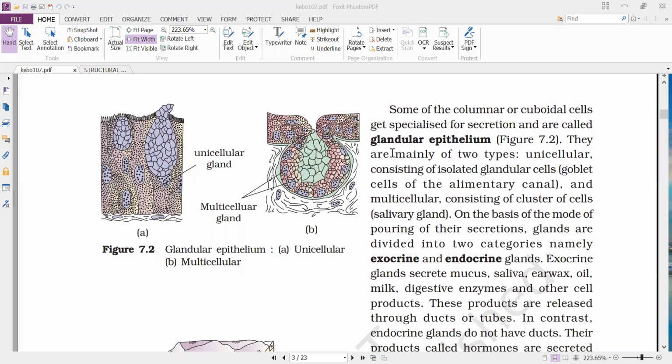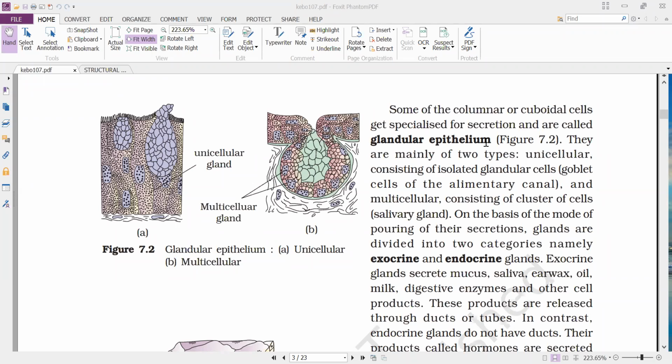When you observe here, some of the epithelial cells are modified to perform specialized functions. For example, some of the columnar or cuboidal cells get specialized for secretion and are called glandular epithelium. That means some columnar or cuboidal epithelium are modified to perform a specialized function for secretion and are called glandular epithelium.